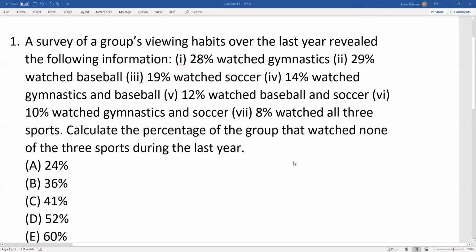So let's start with the first problem. A survey of a group's viewing habits over the last year revealed the following information. 28% watched gymnastics, 29% baseball, 19% soccer, 14% gymnastics and baseball, 12% baseball and soccer, 10% gymnastics and soccer, 8% all three. Calculate the percentage of the group that watched none of the three.